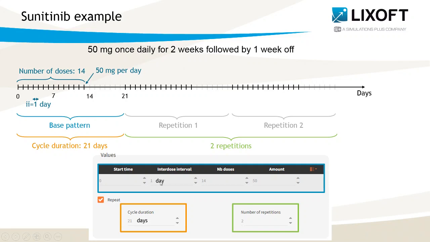The interdose interval and the cycle duration have units of time, and they need to be consistent with the units of the population or individual parameters I am using. So if my clearance is in ml per day, here the time unit is days, so I can use 1 day and 21 days. On the opposite, if my clearance is in ml per hour, then I need to use hours here, with an interdose interval of 24 hours and a cycle duration of 504 hours.